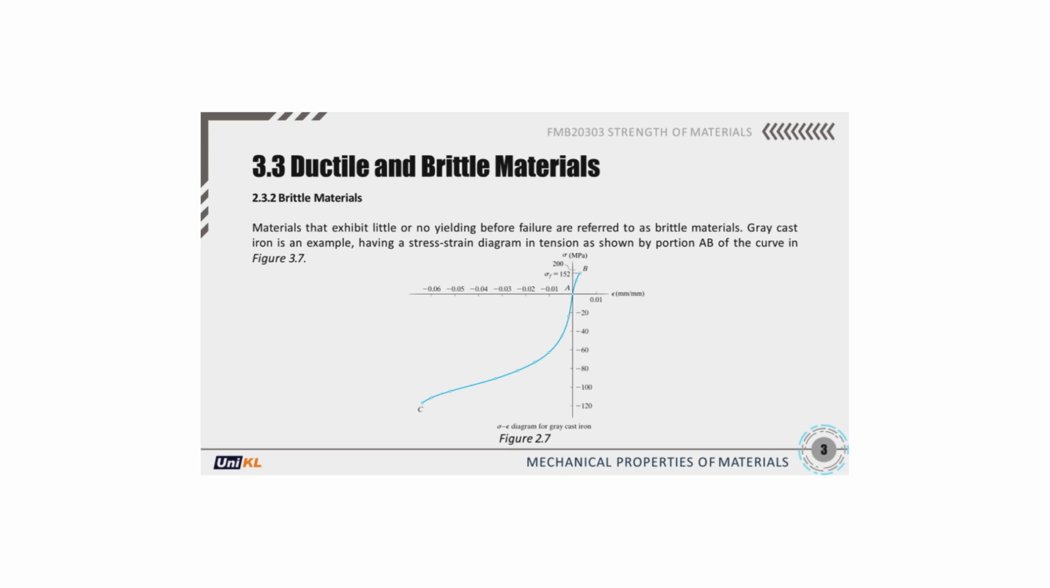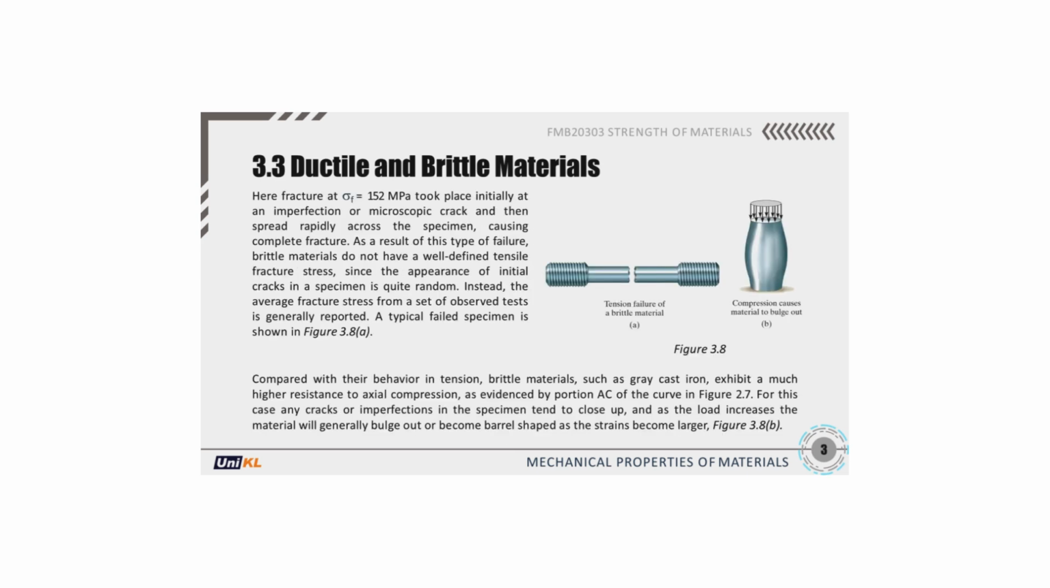Brittle materials, tension versus compression. Brittle materials, e.g., gray cast iron, show little or no yielding in tension. Fracture initiates at flaws and propagates rapidly. So tensile fracture stress is variable, and the average is reported. In compression, cracks close and the material carries higher stress. Large strains give barrel-shaped specimens. Here fracture at sigma_F equals 152 megapascals took place initially at an imperfection or microscopic crack and then spread rapidly across the specimen, causing complete fracture.